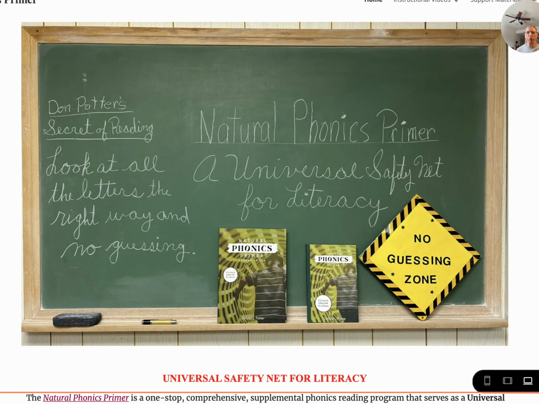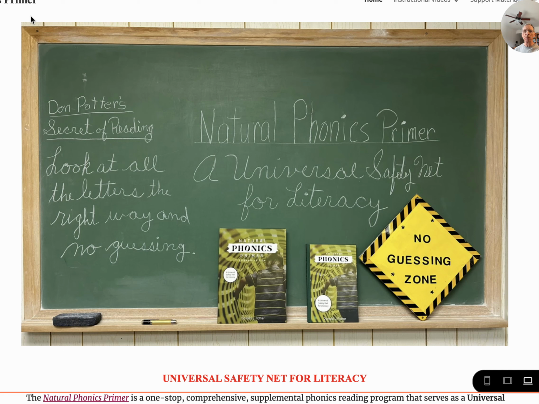For the Natural Phonics Primer Universal Safety Net for Literacy. This is Don Potter. I'm the author of the Natural Phonics Primer Universal Safety Net for Literacy, where we teach boys and girls to look at all the letters the right way with no guessing and become excellent readers through time fluency drills. And we're going to be looking at the phonics charts that I use when I teach this program. So I'm going to make this as quick as I can, and yet as complete as we need it to be.